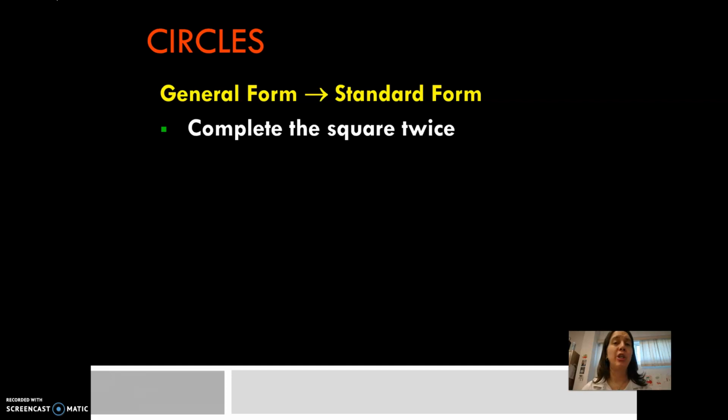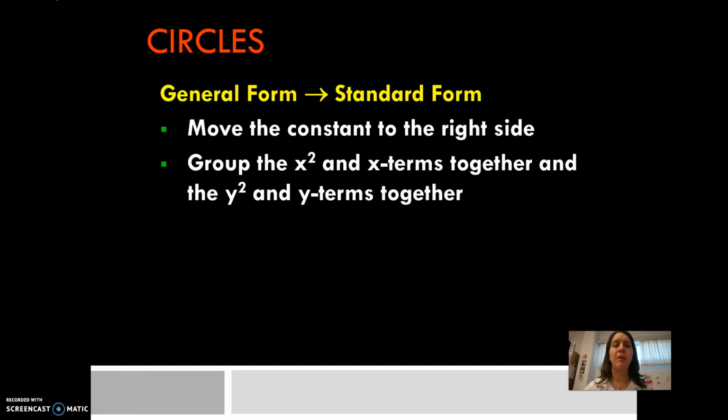The first thing that says you're going to have to complete the square twice. Remember, to complete the square, you're doing half of a certain number, squaring it, and then you add that onto a couple different sides of your equation, and I'll show you how to do that as we work through our example. And actually, here are the steps that we want to follow.